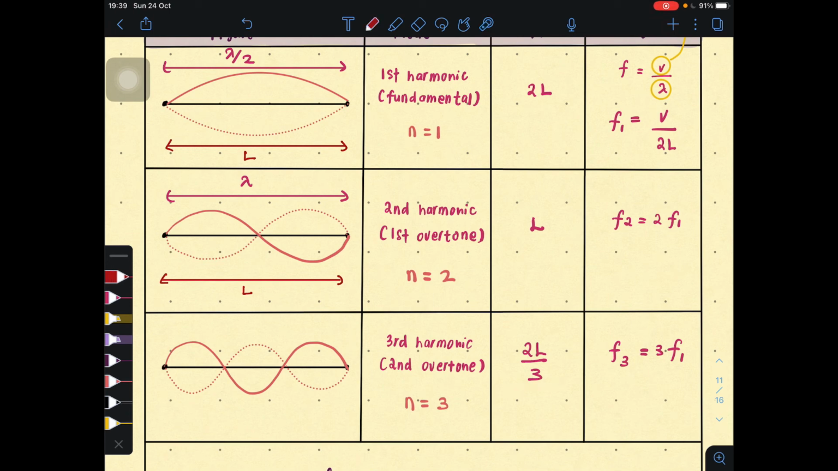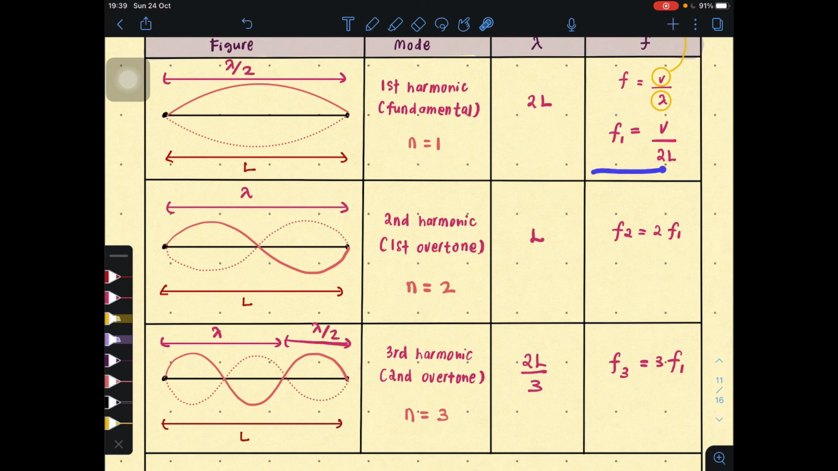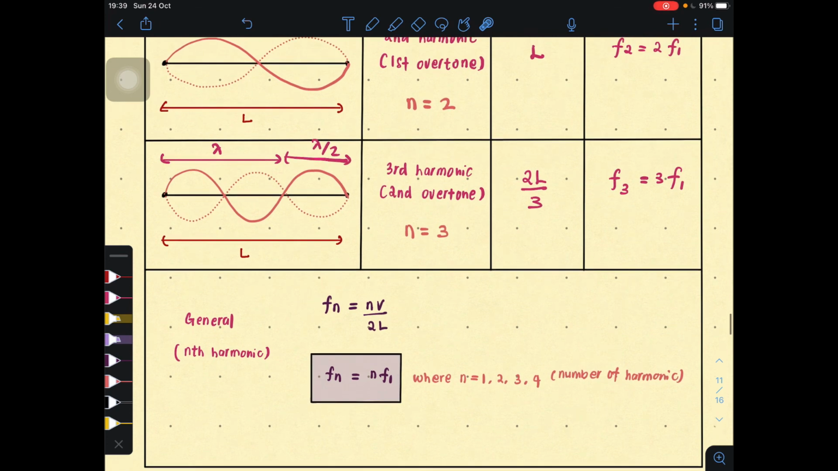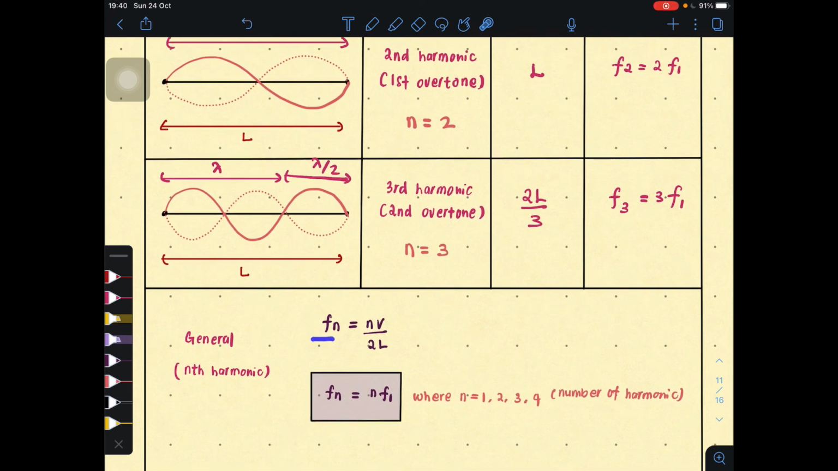From here to here is the value for L. From here to here is the value for lambda. So from here to here is half lambda. So lambda plus lambda over 2 is equal to L, and then you rearrange, we will get 2L over 3. And F3 is equal to 3F1. For each of these it will be difficult for you to remember the value of F here. So we come up with a general equation, which is Fn is equal to nv divided by 2L.